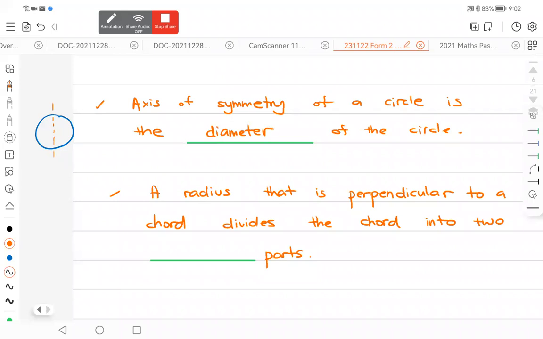A radius that is perpendicular to a chord divides the chord into two equal parts. Just now I showed you, when you have a chord, then you have a perpendicular. Yes, you're right, into two equal parts. You must know, two equal parts means same length.